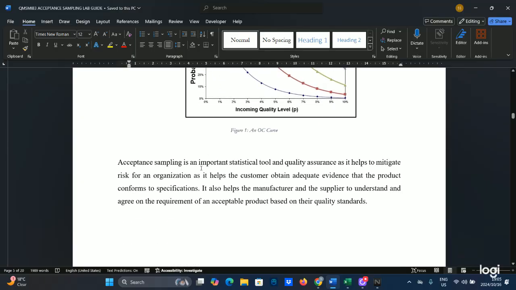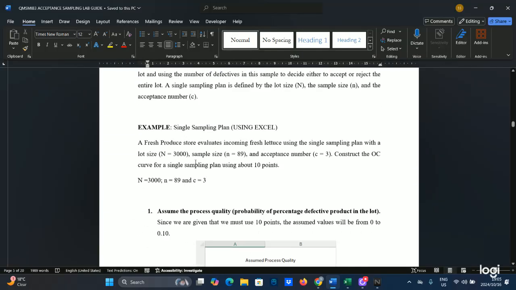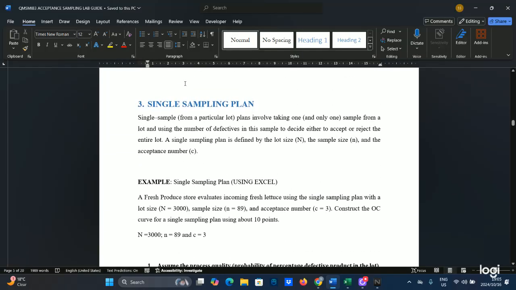Okay, so now we'll start with a single sampling plan.